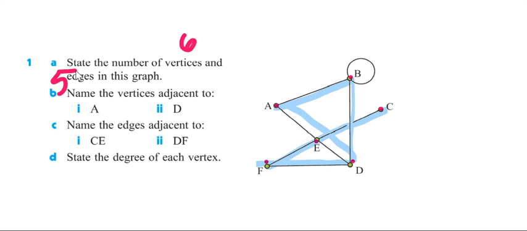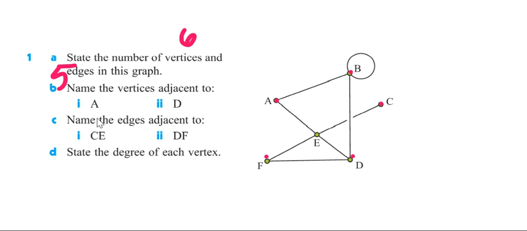Sorry. So now the next question says, name the vertices adjacent to A. Right, so what do we mean by vertices which are adjacent to A? Vertices adjacent to A would include AB and BE, because these two are adjacent here, right?